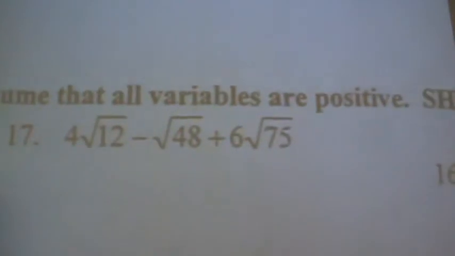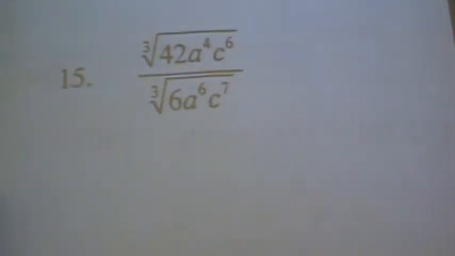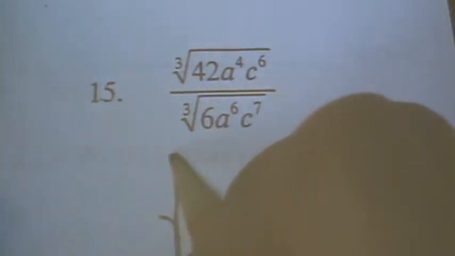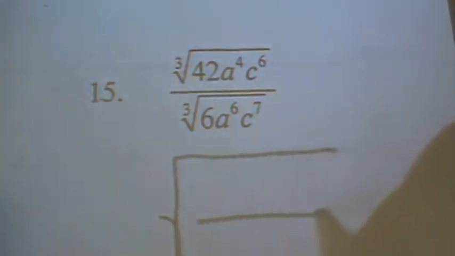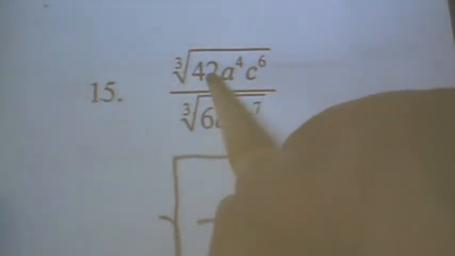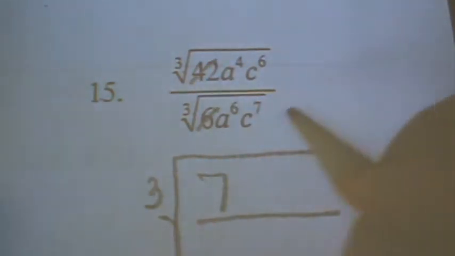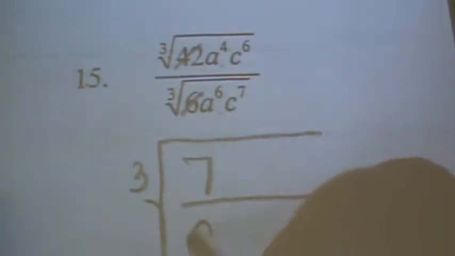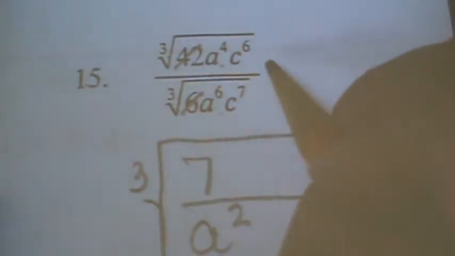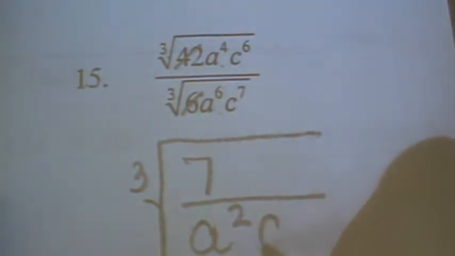Okay, number 15. The indexes are both the same, so let's simplify. How many times does 6 go into 42? 7. How about the A's? You've got 4 A's on top and 6 on the bottom. And how about the C's? C to the 1, C to the 1.